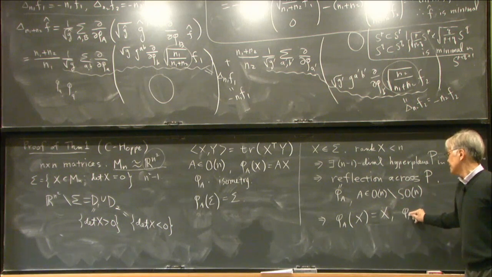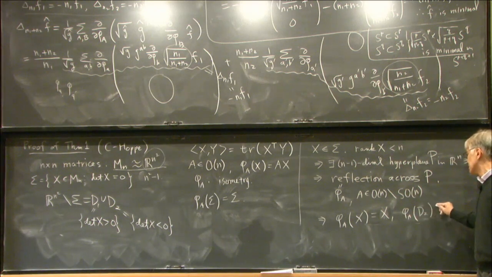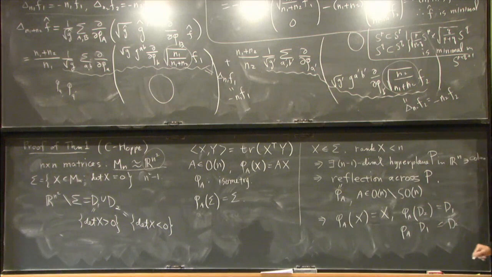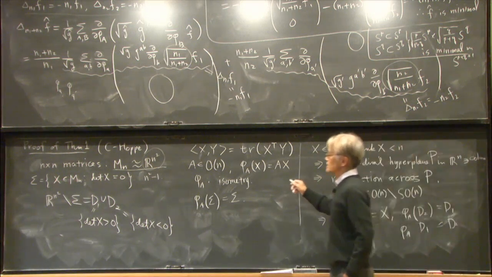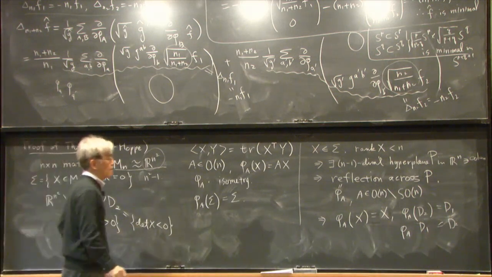So phi A flips D2 onto D1 and D1 onto D2. So the four assumptions are satisfied, so it is helicoidal. Therefore, this space is minimal in the Euclidean space.